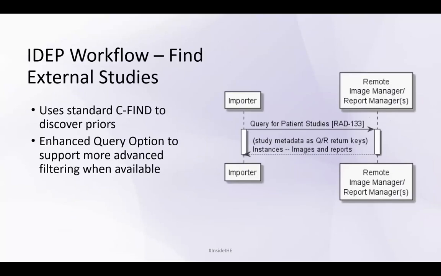The identifying of external priors is just a conventional C-FIND, although we have defined an enhanced query option such that an existing PACS should be able to support the basic workflow, but if it has support for additional query keys, such as more body part and procedure information, then you can do more effective filtering at the query stage, which just simplifies the whole process.